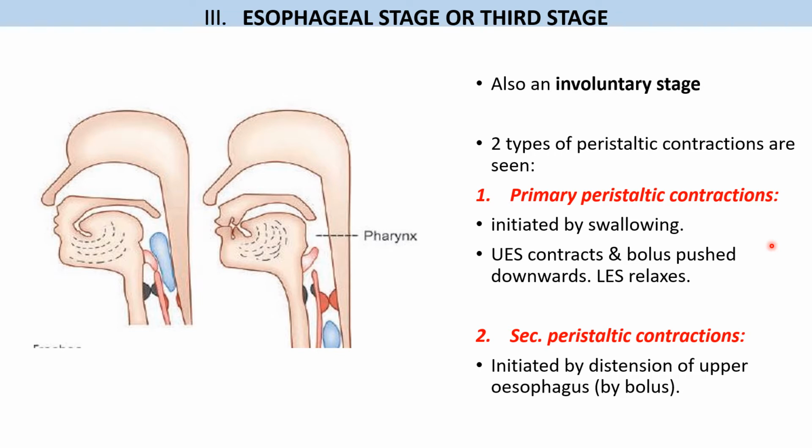The lower esophageal sphincter relaxes to receive the bolus into the stomach by the process called receptive relaxation. Now, after primary esophageal peristalsis is over, if some food is left in the esophagus, this will initiate the secondary esophageal peristalsis or the secondary peristaltic contractions. It is coordinated by the intrinsic nervous system of the esophagus and it sweeps all the remaining food towards the stomach.